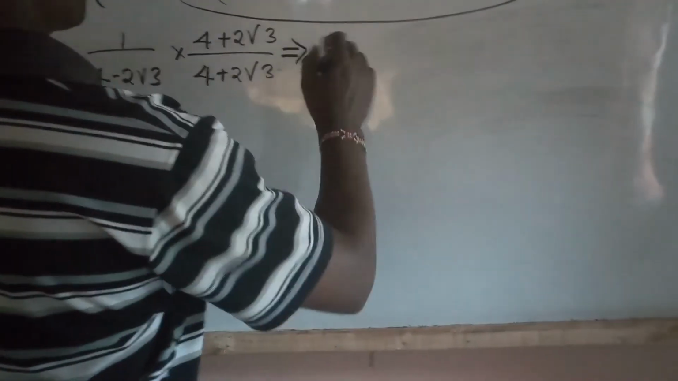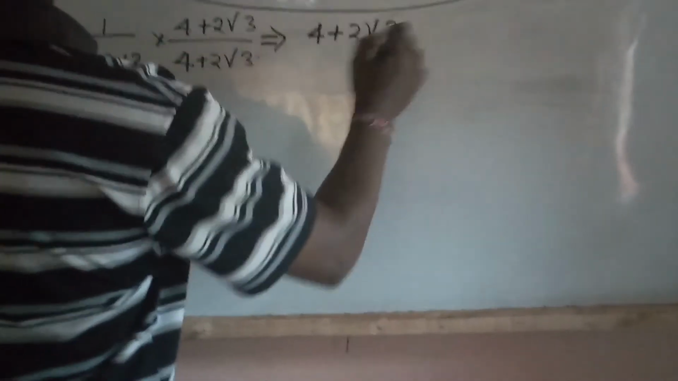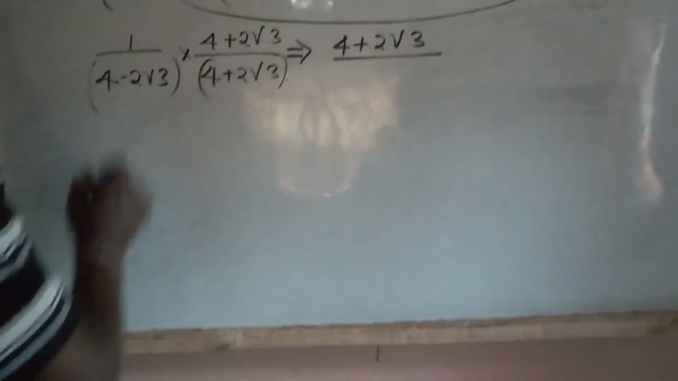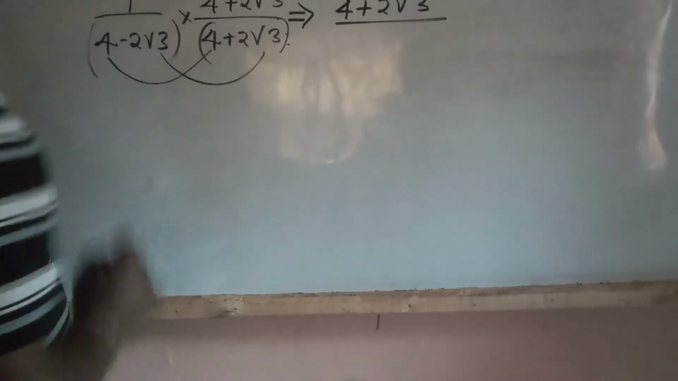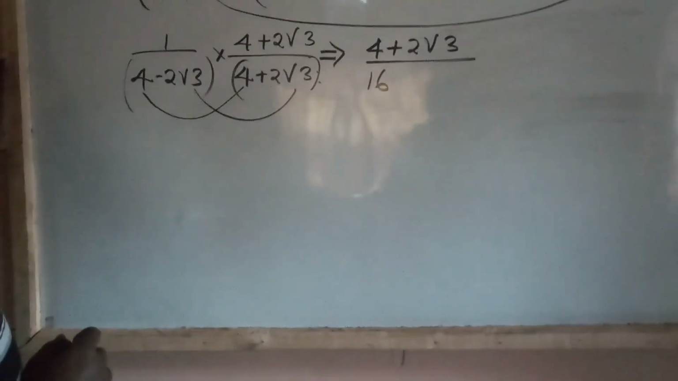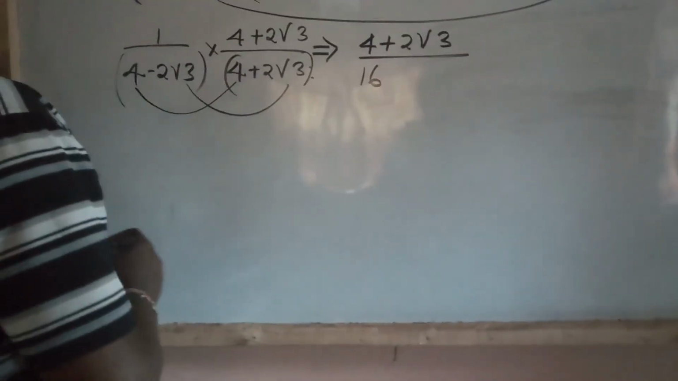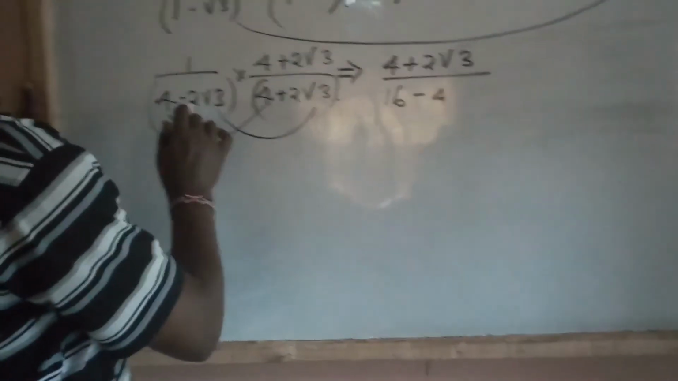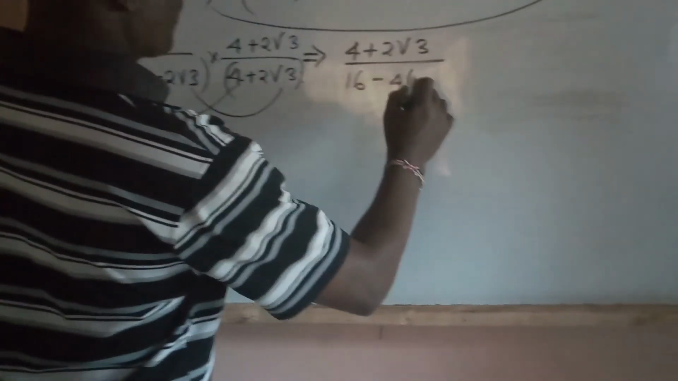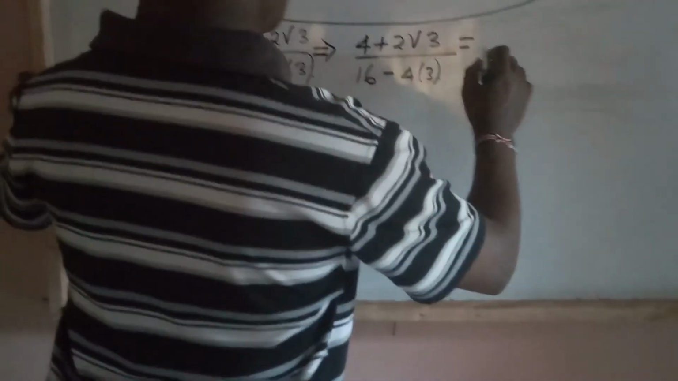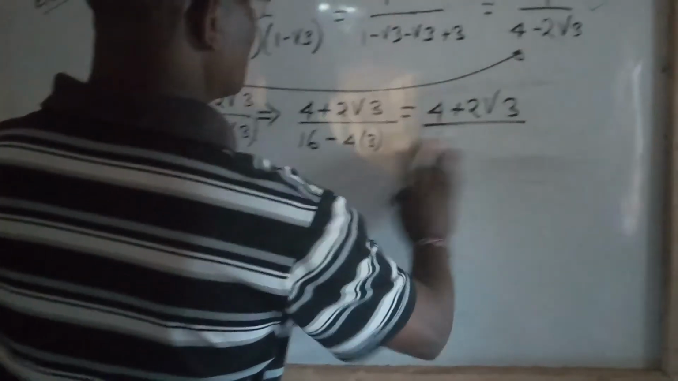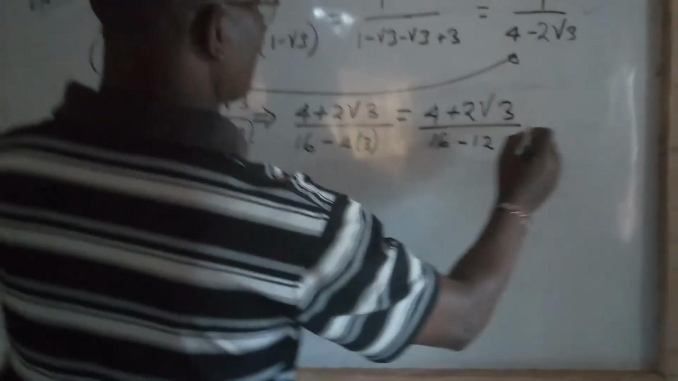So 1 times the whole of that, the numerator will be 4 plus 2 root 3. The denominator now, we can avoid the 2 inner multiplications and simply talk about the first and the last. So 4 times 4 is 16, minus 2 root 3 times 2 root 3, which is minus 4, because 2 times 2 is 4, and root 3 times root 3 is 3. So 4 times 3 is simply 12. So the final answer is going to be 4 plus 2 root 3 all over 16 minus 12.